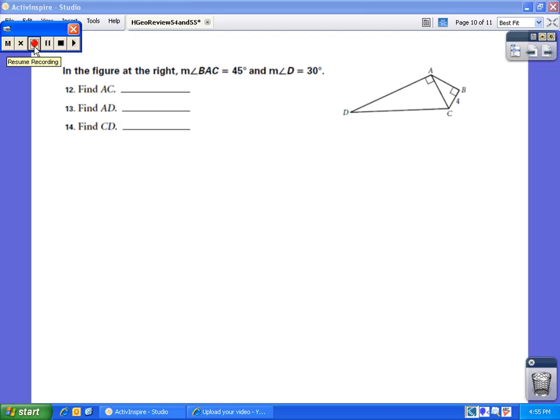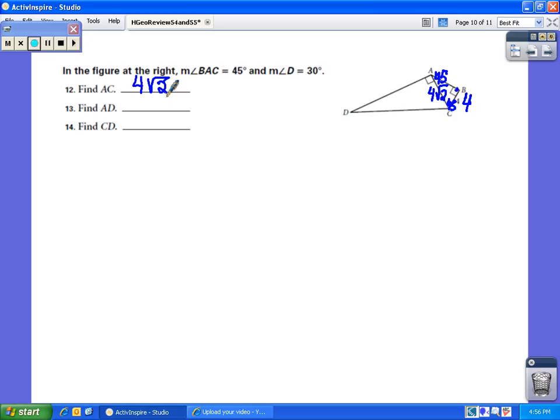Number 12, they tell us the measure of angle BAC is 45. Since this angle is 90, I know that this is a special right triangle, a 45, 45, 90 triangle. They give us one of the legs. To go from a leg to the hypotenuse, I multiply by the square root of 2. So the hypotenuse is 4 times the square root of 2, which is AC in the figure.